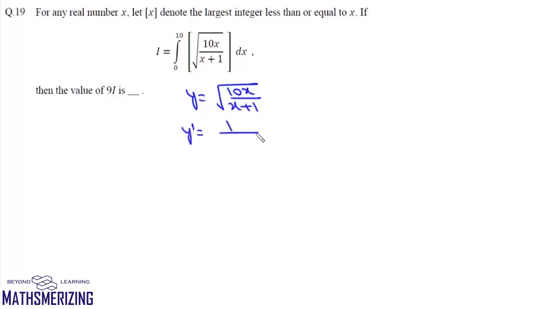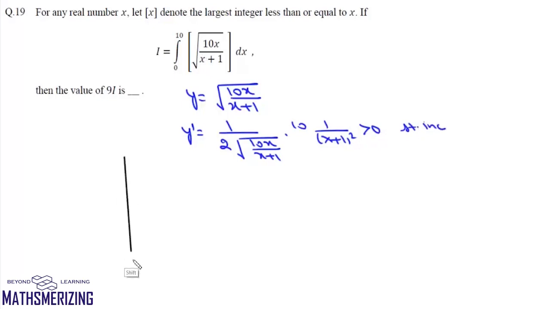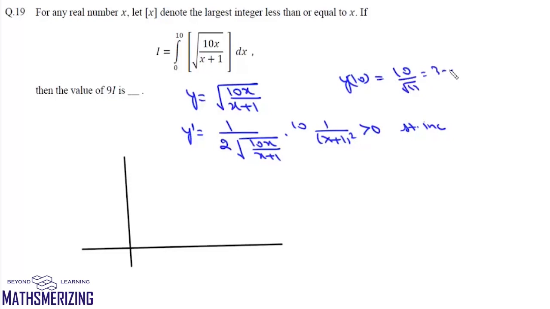We'll find y dash. So it'll be 1 by 2 under root of 10x upon x plus 1 into 10 upon x plus 1 whole square, so it will be greater than 0. So this function is a strictly increasing function. So between 0 to 10, this function will be an increasing function. Now at 0, this value will be 0, and at 10, this value will be 10 by under root 11, and that is 3 point something.